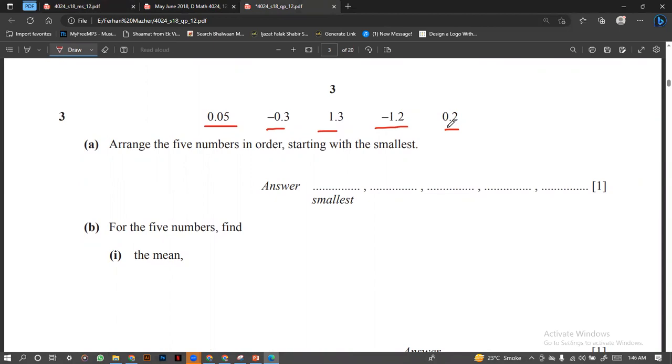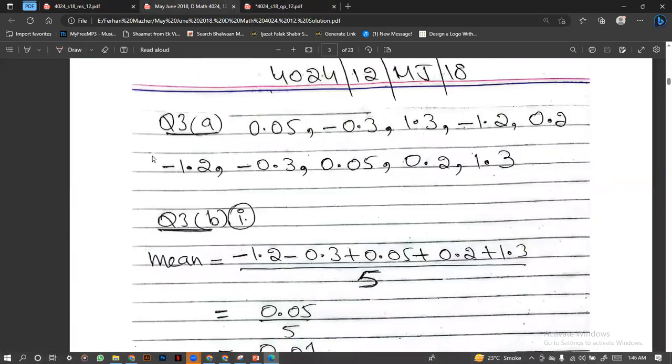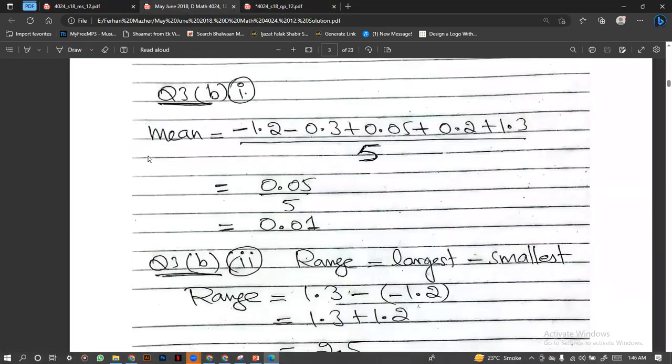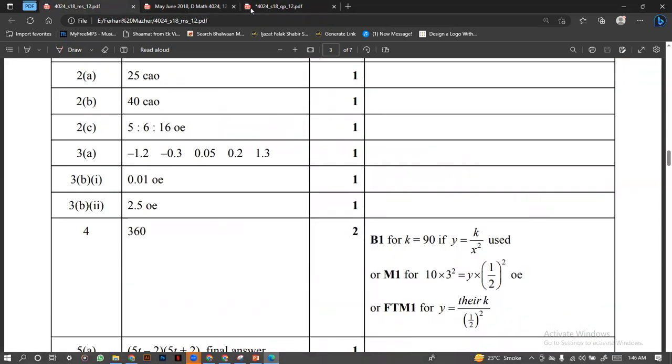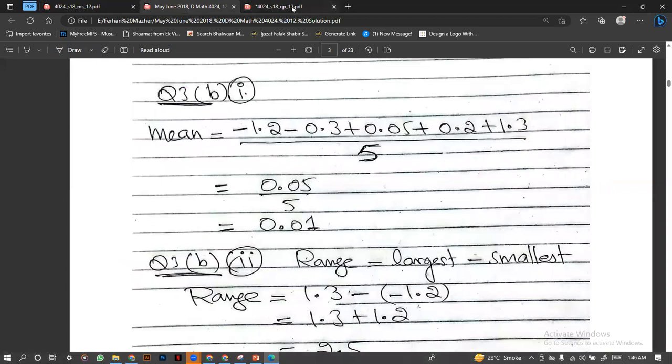You add them up and you divide by the number of observations. There are basically 5 numbers, so you find their sum divided by 5. You will have the mean. So minus 1.2, minus 0.3, plus 0.05, plus 0.2, plus 1.3. That will be 0.05, and you divide by 5, and that will be 0.01. So the mean is 0.01, and our answer is right. This is how this is done.